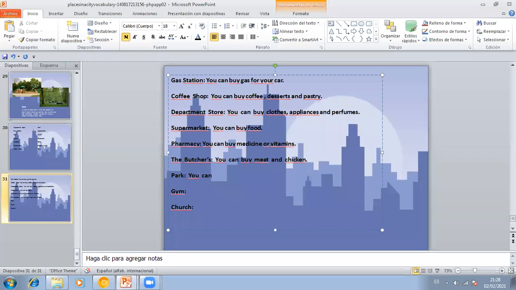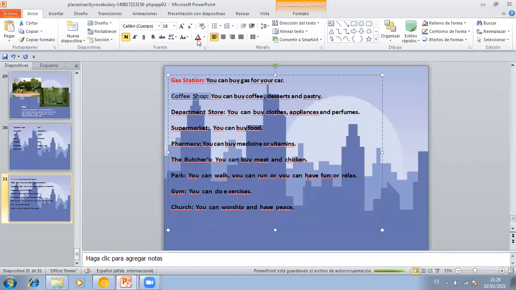For example, in the park, you can walk, you can run, or you can have fun or relax. So there are different activities you can do in the park. In the gym, you can do exercises. In the church, you can worship and have peace, as Tamara said. Everybody observe, please. We have the different activities you can do in these specific places here.